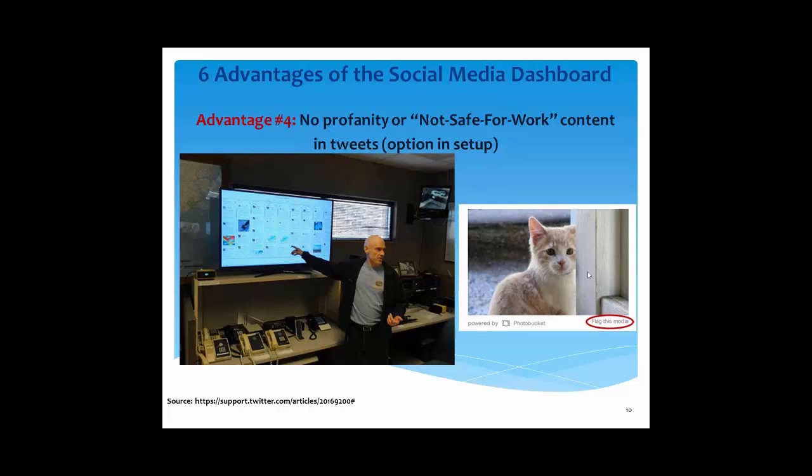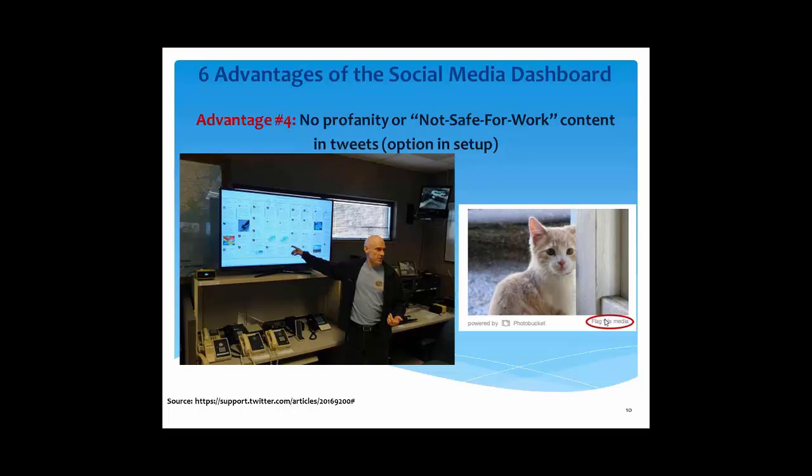And the way that works is that Twitter itself, the users of Twitter, will kind of self-regulate what's out there. So if this picture of this kitten was offensive and somebody flagged this media, well, that flag would prevent it from showing up on the social media dashboard.